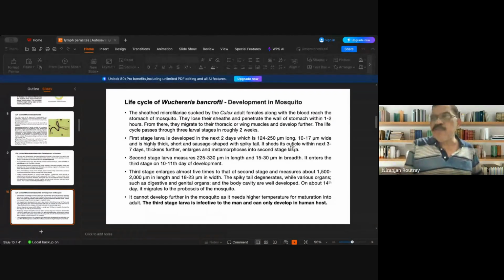Now, in the mosquito, when the microfilaria are sucked by the Culex adult females at the appropriate time along with the blood, they reach the stomach of the mosquito. In the stomach, they lose their outer covering, the sheath. It is taken out, and they penetrate the wall of the stomach of the mosquito within 1 to 2 hours. From there, they migrate to the thoracic or wing muscles, where they will develop further.